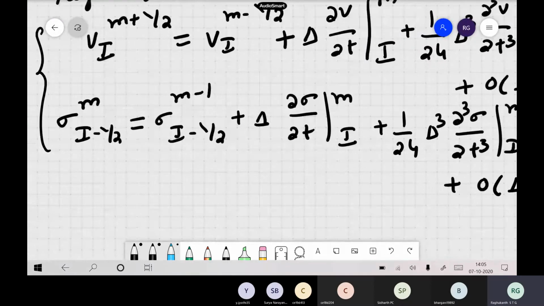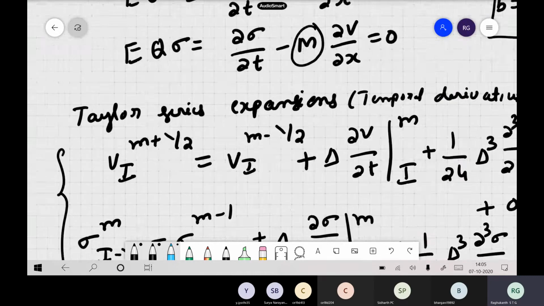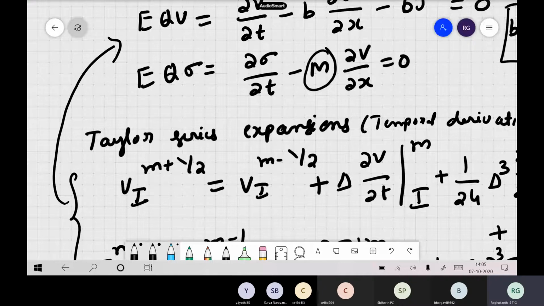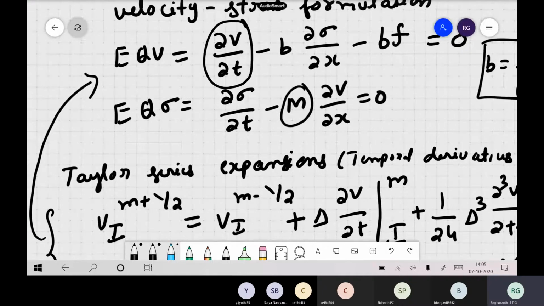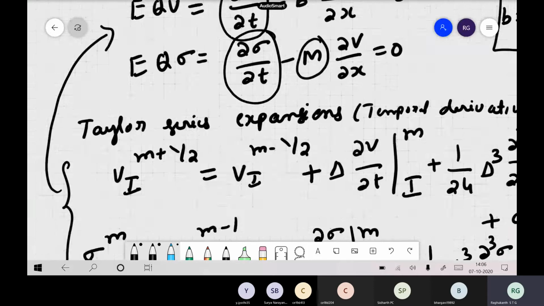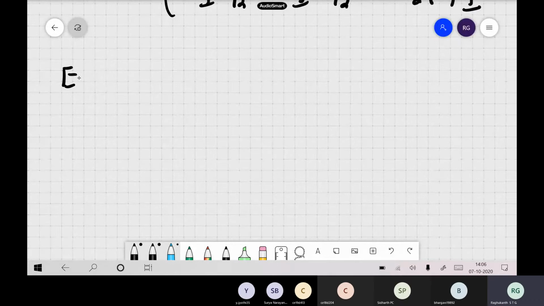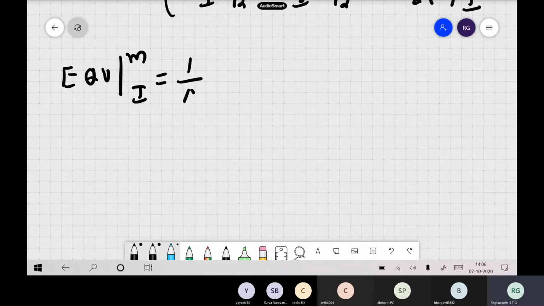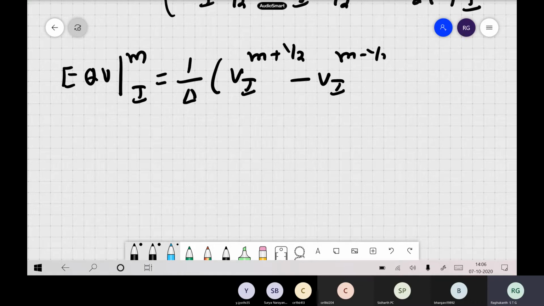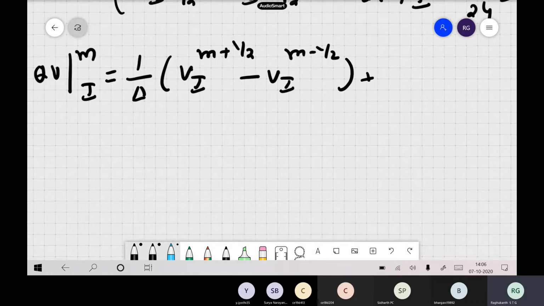Of course, if you substitute these in the expressions, replacing the terms ∂v/∂t and ∂σ/∂t, the equations also will become like this, the final difference equation. The first equation, the velocity equation, has 1/delta t times v at i, m plus half, minus v at i, m minus half. This is the temporal derivative we have, and the order is delta t squared if you neglect higher order terms.